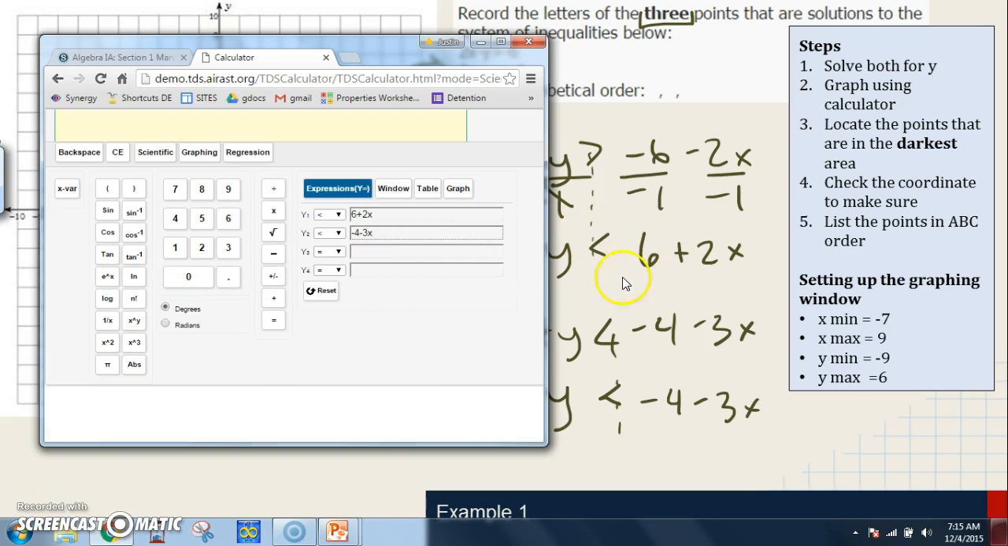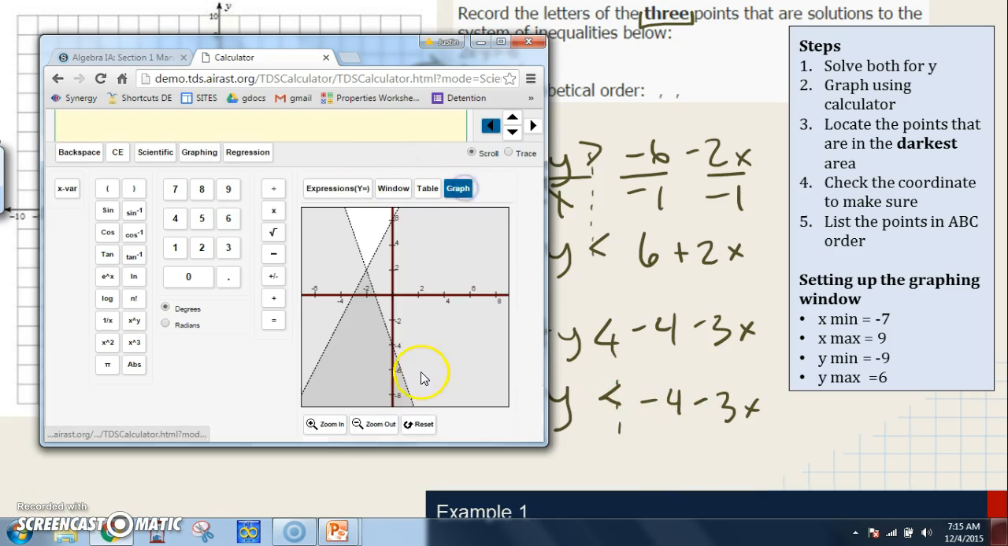Double check to make sure you typed it in right. Sign's good, sign's good, sign's good. All the numbers are good. I've got both x's. Now I can hit graph. Now you can see, because we sized our window beforehand, we've got 9, we've got -9, we've got -7, we've got 9, what do we got up here? 6 or 7 up here, right?